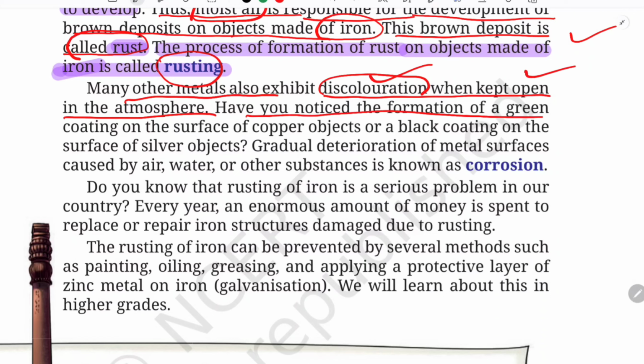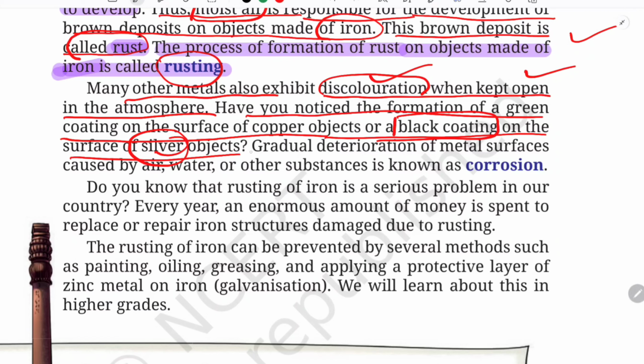Have you noticed the formation of a green coating on the surface of copper objects, or a black coating on the surface of silver objects? Especially in the copper objects used in your mandir, like the lota and all, you will see that if you don't clean them from time to time, they turn somewhat greenish and reddish in color, yes or no? So that means it has been deteriorating. And you will see a black coating on silver objects that have not been cleaned for a long duration of time. Say if your mother is wearing silver jewelry for a long time, of daily use, you will find some black coating over there.